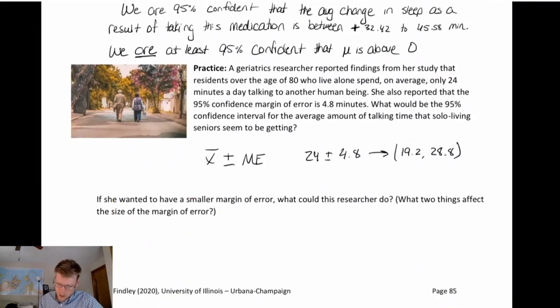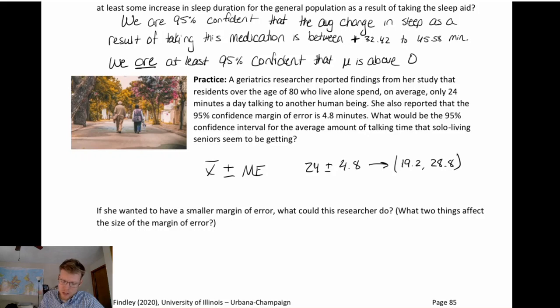So what we could do, if she wanted to have a smaller margin of error, is that she could just do a confidence interval with a little less confidence. So she could lower her confidence level. If she only wanted to be 90% confident, then the z value that she would plug in there would be like 1.65, and that would give us a smaller confidence interval overall.